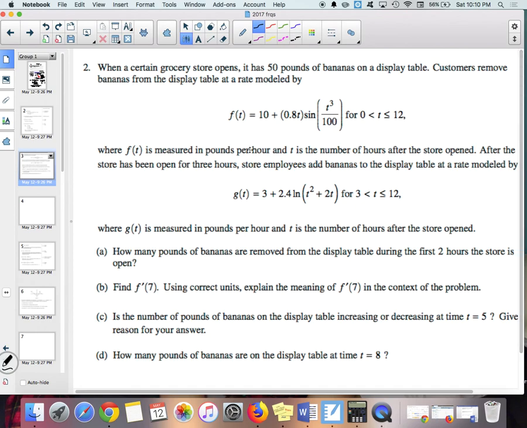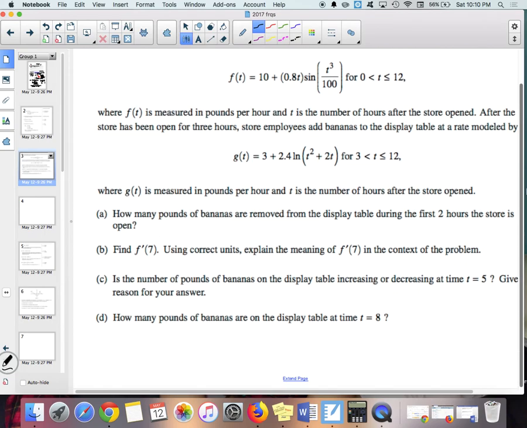Okay, this was in pounds per hour, so in order to get pounds, I have to integrate, right? This is a rate originally, so I need to go backwards into the antiderivative. So for part A, you should have the integral from 0 to 2, because it said the first 2 hours, of f of t dt.